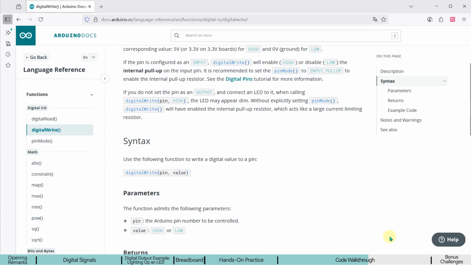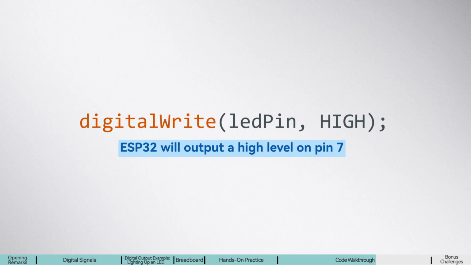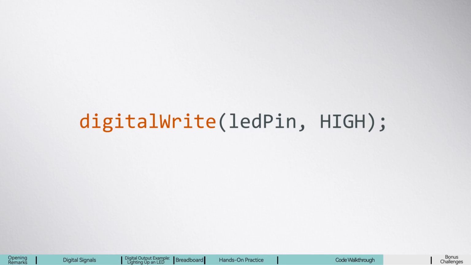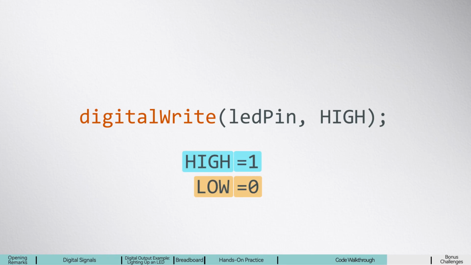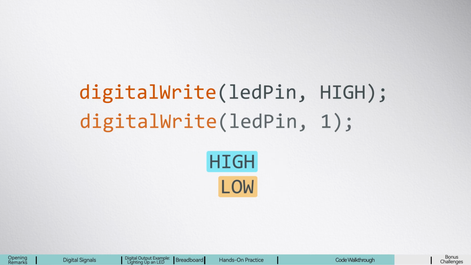We see that digitalWrite has two parameters. One is the pin number and the other is the level value. High and low are also predefined constants in Arduino. When executing this line of code, the ESP32 will output a high level on pin 7, which is approximately 3.3 volt, thereby conducting current to light up the LED. By the way, in the underlying Arduino code, high and low are actually predefined as 1 and 0, respectively. So writing digitalWrite LED pin 1 here would achieve the same effect. However, for code readability and standardization, we strongly recommend always using high and low.